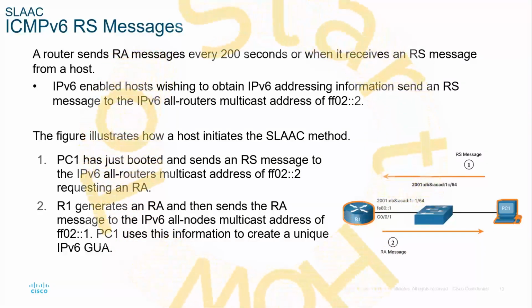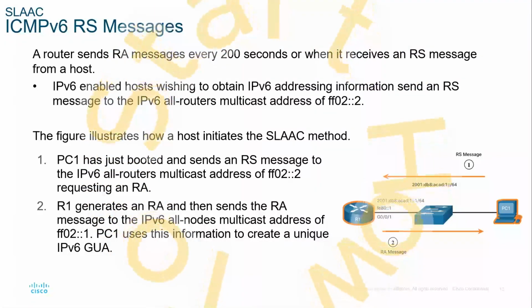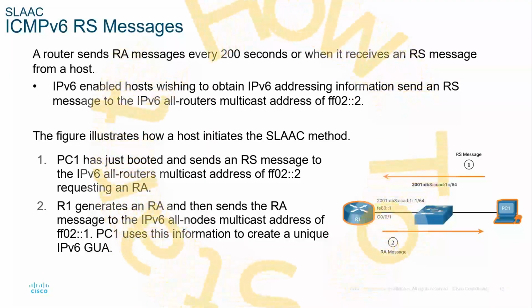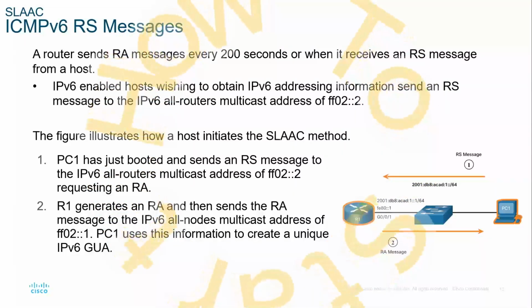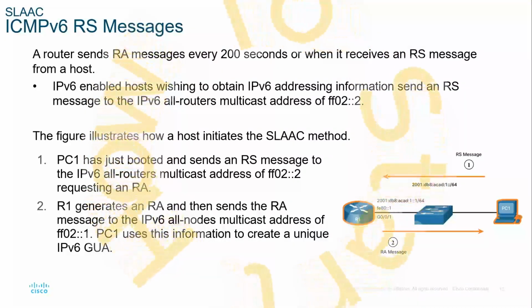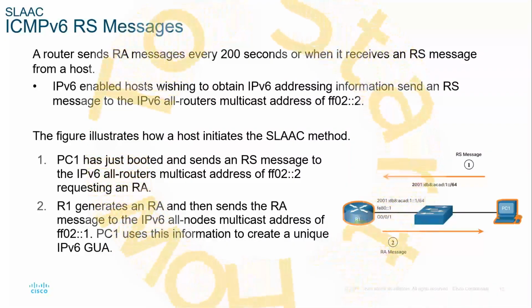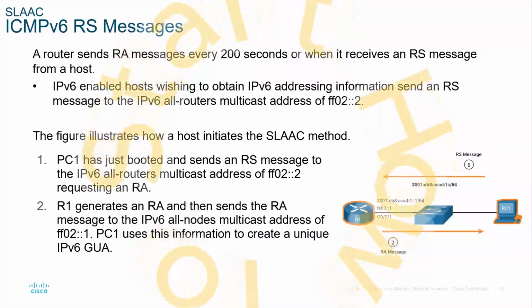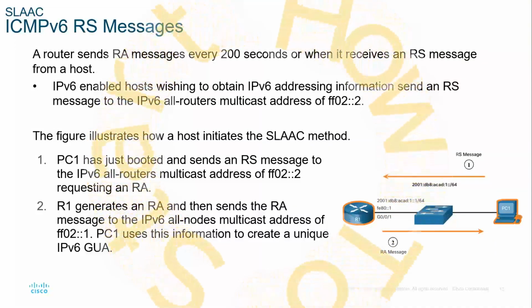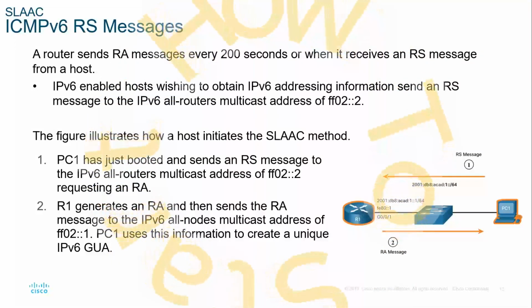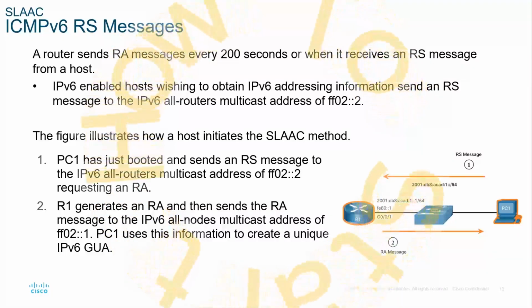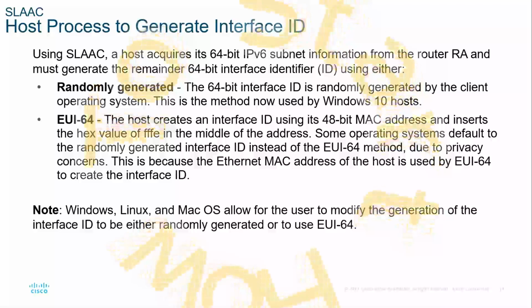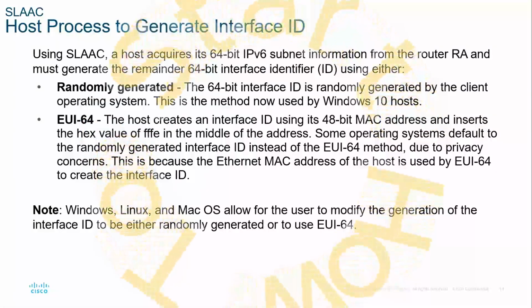So the PC boots, it will send that multicast message out. The router should receive and then respond, and it will send it to FF02::1, which is an IPv6 all-node multicast address. So now we just learned that FF02::2 is all routers. FF02::1 is all nodes. So the PC will accept the router advertisement and then create its interface.